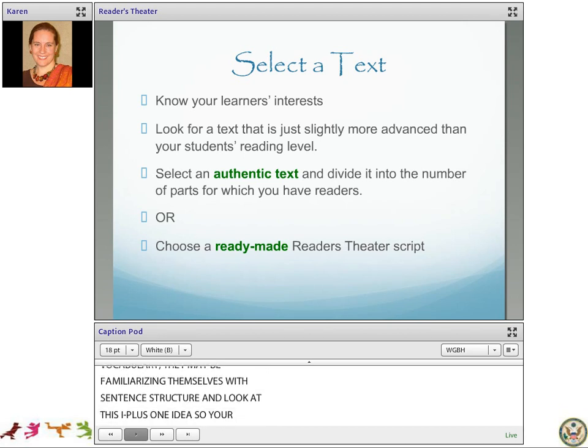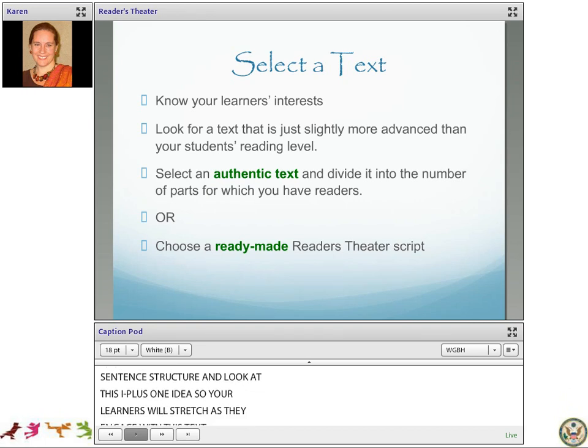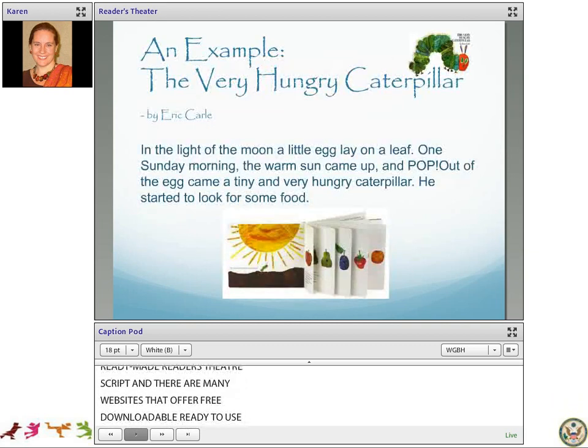Okay, then you have the option that I mentioned a bit earlier, which is that you can select an authentic text, meaning a text that exists outside of theater purposes or outside of teaching purposes, and divide it into a number of parts for which you have readers. I'll show you what that looks like in just a moment. The other option would be to choose a ready-made Reader's Theater script. And there are many websites that offer free, downloadable, ready-to-use Reader's Theater scripts. And those resources will be listed at the end of this webinar.